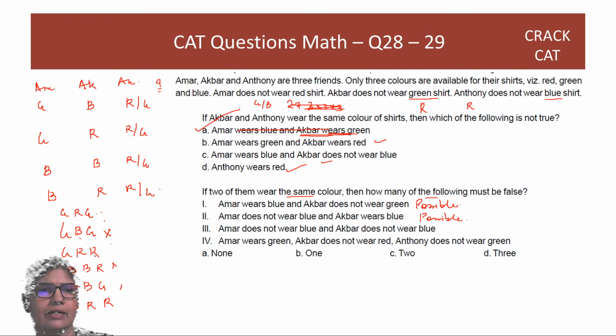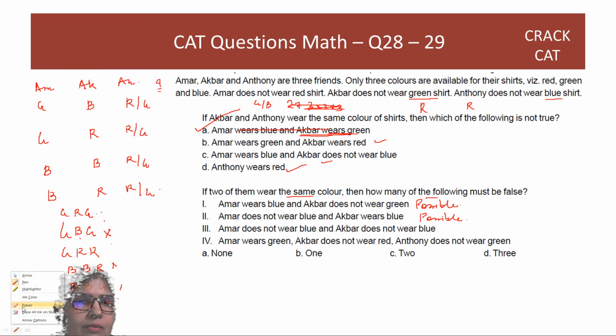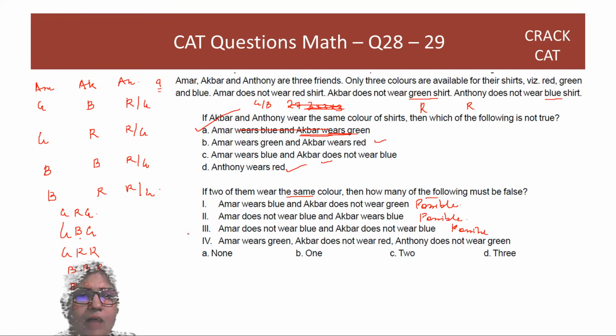Wait, Amar is the first guy, right? This is Amar. So if Amar does not wear blue, that means we're looking at the top 3. And Akbar does not wear blue. That means Akbar is wearing red. So this is also possible. Amar wears green, right? Akbar does not wear red, right? But then Anthony has to wear green. So this is false. So answer is 1. Right? Great, guys. Let's move on.